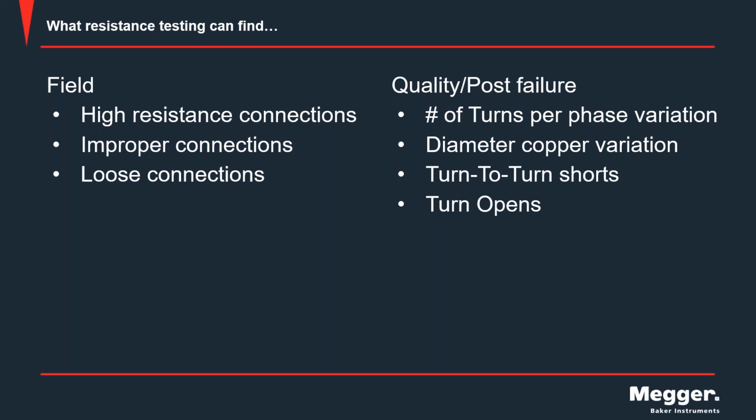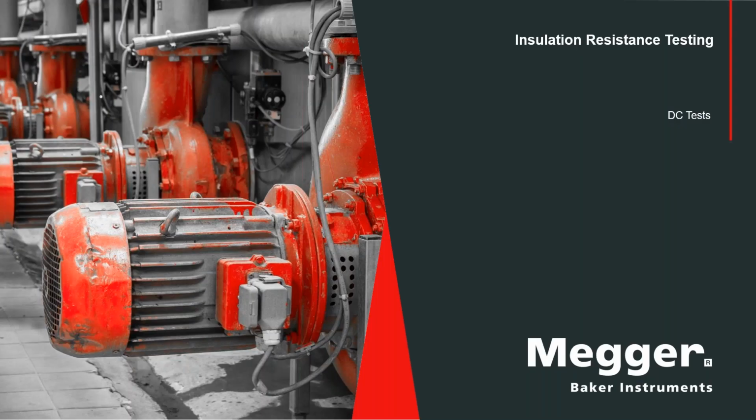For quality or post-failure, again, we're testing at the motor in this situation. There's number of turns per phase variation and diameter of copper variation. It could find turn-to-turn shorts if they're hard shorted, and it finds opens. Once we find a high resistive connection, that gives us an opportunity to improve the power quality that motor is seeing and set it on a better curve.